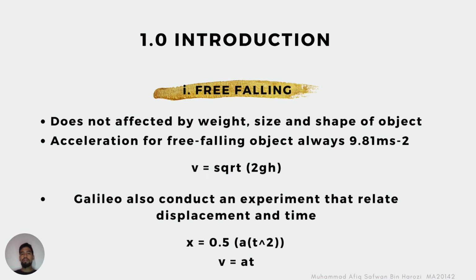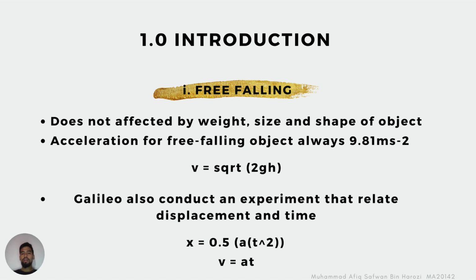For free falling, an object that free falls is only affected by gravity. It is not affected by the weight, size, and shape of the object, and the acceleration for a free falling body is always equal to gravitational acceleration, 9.81 meter per second square. The final speed will also be the square root of 2 times gravitational acceleration times the height where it's released.